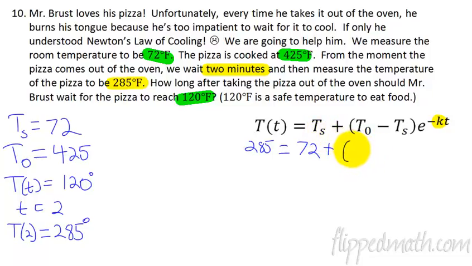How hot was the pizza at the beginning? The initial is 425. We're going to subtract the surrounding temperature, which is 72. And now we have times this by e raised to the k, we do not know what the material object is, times 2, because we're multiplying by 2 minutes. So after 2 minutes, t here, we have a temperature of 285.